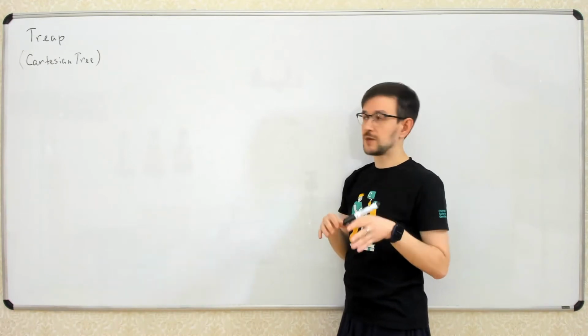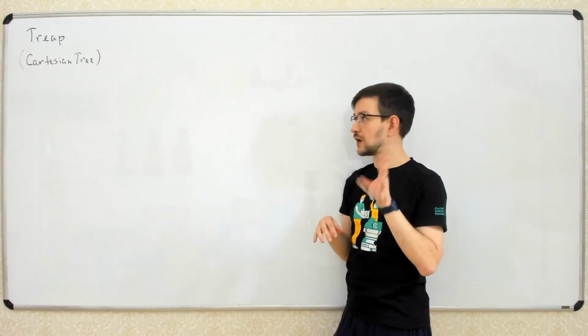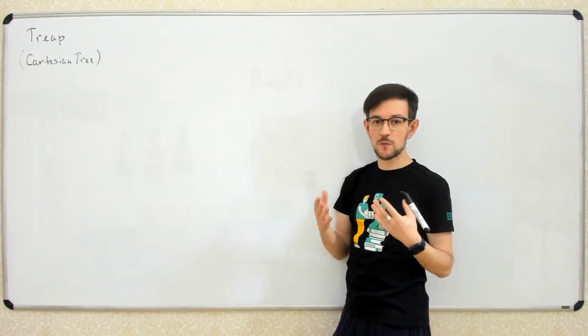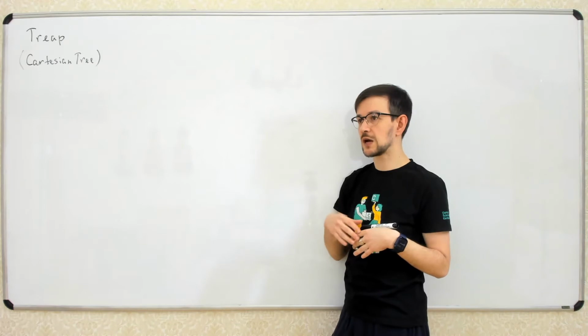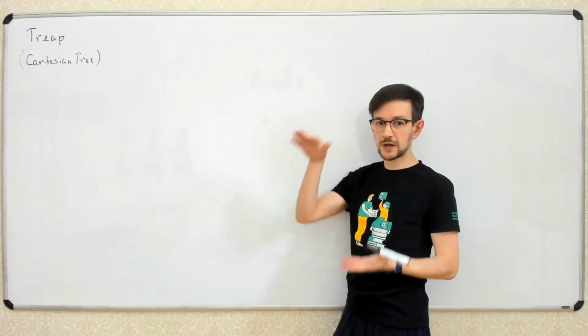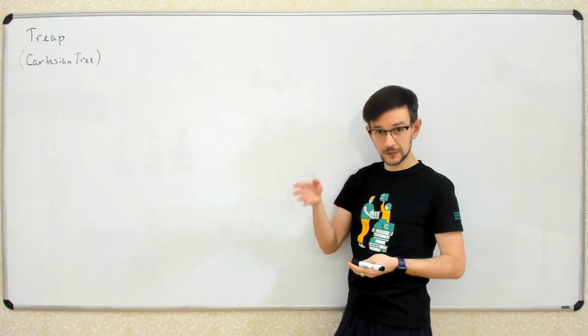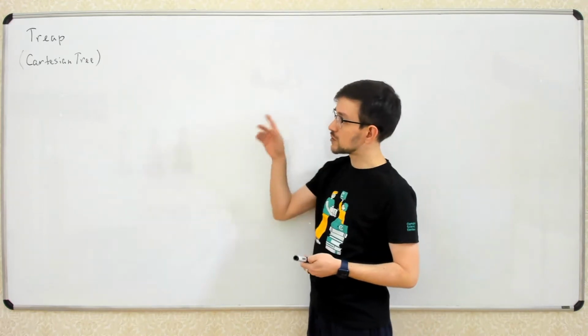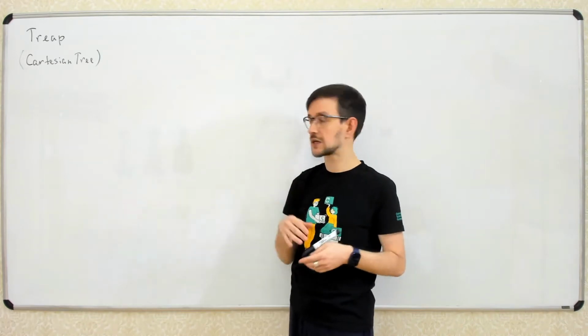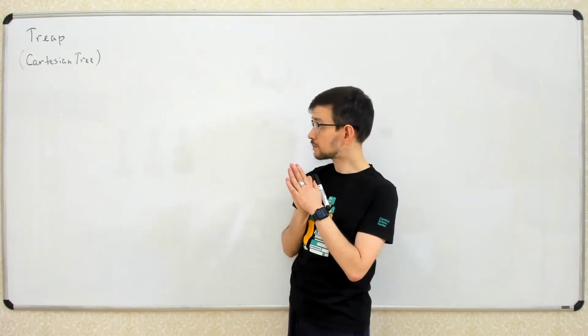So what is Treap? Treap is basically just another method of balancing your binary search tree. As we discussed last time, when you have a binary search tree, you need some mechanism to make the height of this tree logarithmic. And Treap is another method to make this height logarithmic.